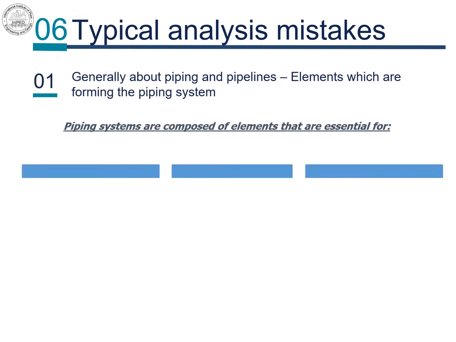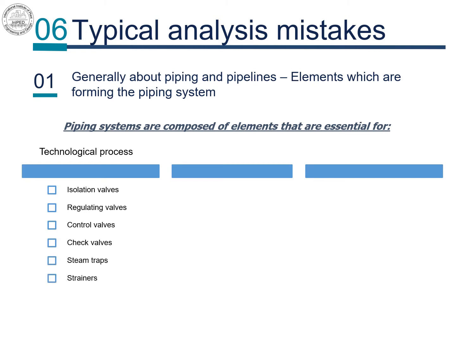Piping and pipeline systems are composed of elements that are essential for their technological process function. For example, isolation valves, regulating valves, control valves, check valves, steam traps, strainers, pressure safety valves, jacketed pipe, etc.